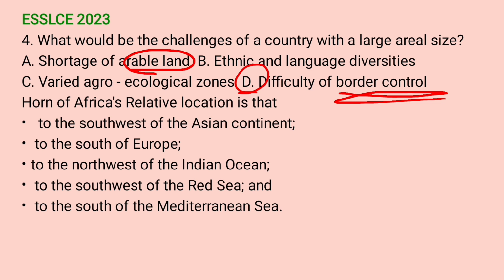In the coming lesson, we are going to see the relative location of the Horn of Africa and some issues from grade 9 up to grade 12 that were raised in different years' Ethiopian Secondary School Leaving Certificate exams.